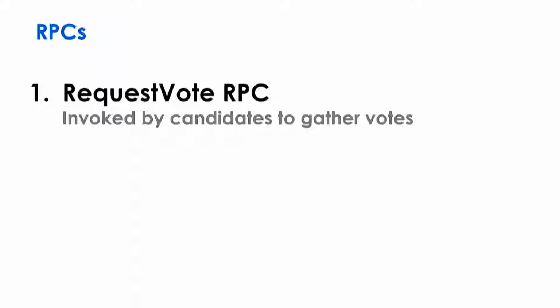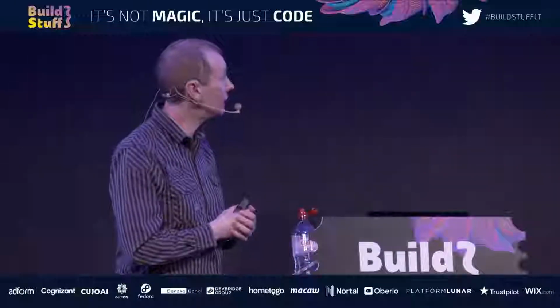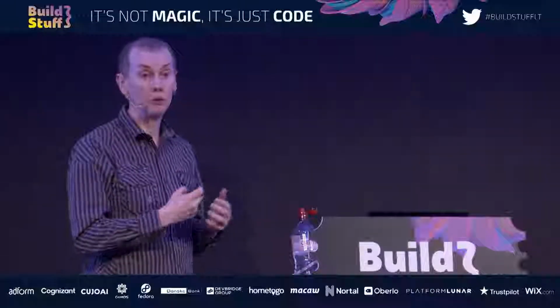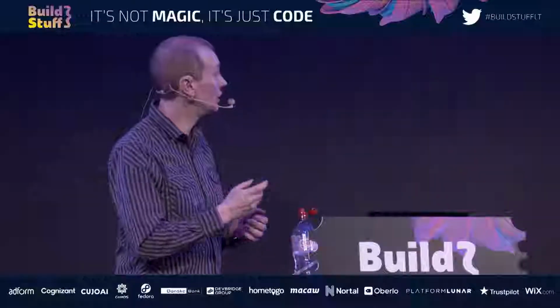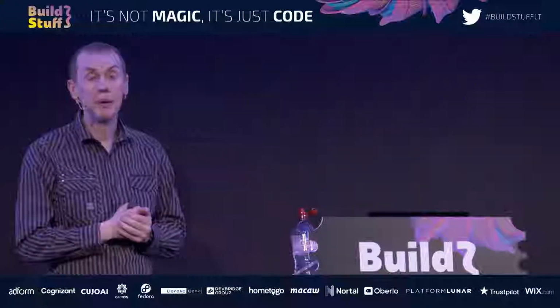The 2 RPC calls are, one covers the election process where you request votes. So you send a request vote to other members of the cluster when you're a candidate asking, can you vote for me? And here's my state of the log. If you win that, you go forward into being a leader, and then the leader replicates messages, and it does it via this other RPC call.